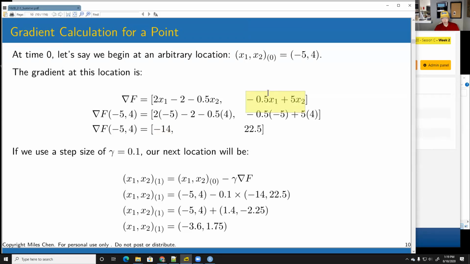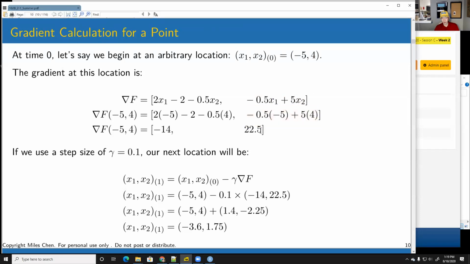Remember, the partial with respect to x2 is going to be -0.5x1 plus 5x2. I plug in -5, 4, and I get 22.5. Right? Just want to make sure we're following everything.